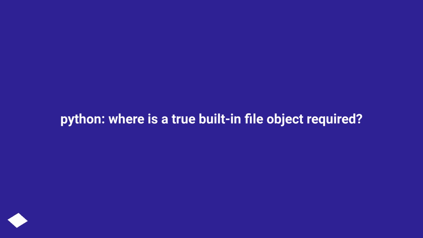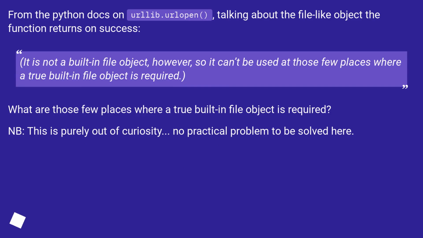Python, where is a true built-in file object required? From the Python docs on urllib.urlopen, talking about the file-like object the function returns on success: it is not a built-in file object, however, so it can't be used at those few places where a true built-in file object is required.